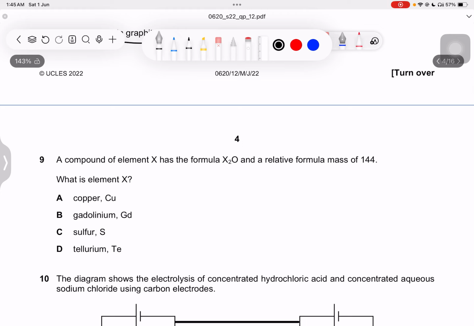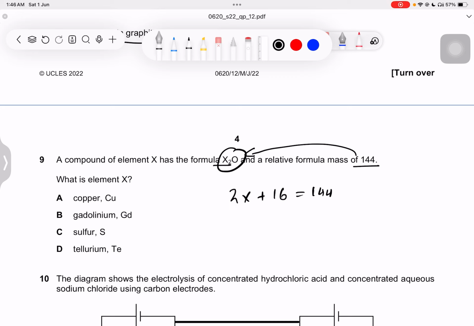A compound of element X has a formula X2O and a relative formula mass of 144. What is element X? So the relative formula mass means it is the sum of the masses of these three atoms. Two atoms of X and one atom of oxygen will be equal to 144. So 2X will be 144 minus 16, which will be 128. So 128 divided by 2 is 64. 64 is the mass of copper.